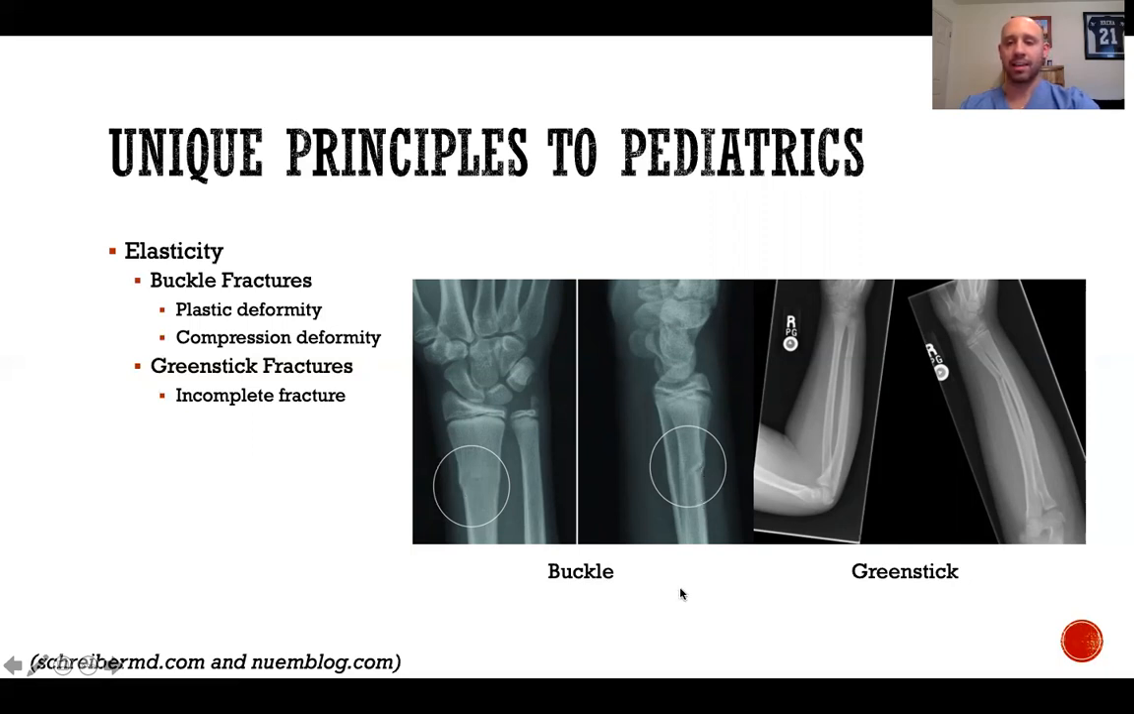The way I think of it is if you have a throw rug on the ground and you run into it and kick it, it bunches up on one side. That's similar to what a buckle fracture is. And then a greenstick fracture is an incomplete fracture where it may only be fractured on one cortex. A lot of times you'll also get some plastic deformation or a bending of the other cortex.